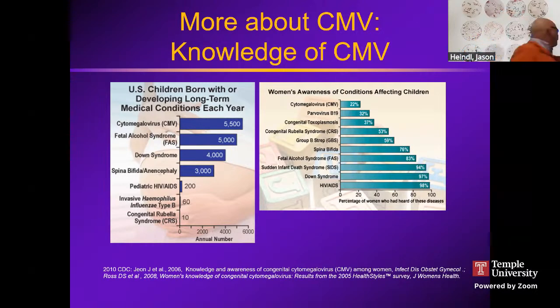And when you ask pregnant women what they're concerned about, and again, this is not because they're not concerned about birth defects, they've never heard of cytomegalovirus. You can see all of them have heard about HIV, Down syndrome, sudden infant death, some of these others. Here's CMV at the last. So it's a knowledge-based issue.